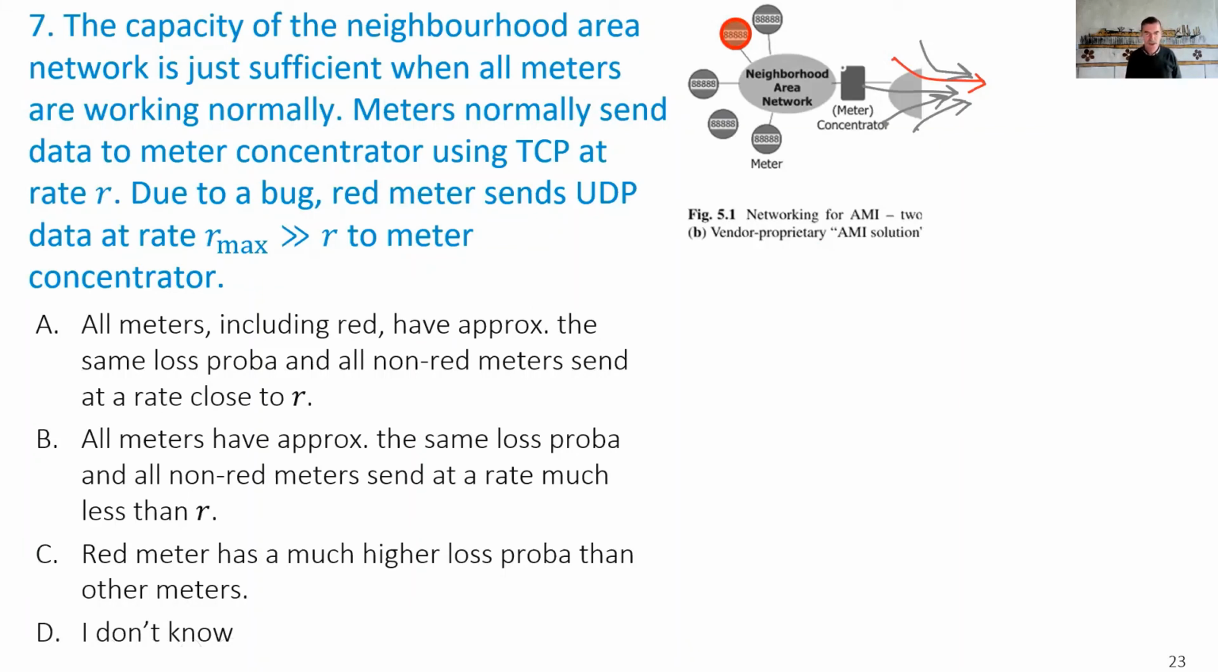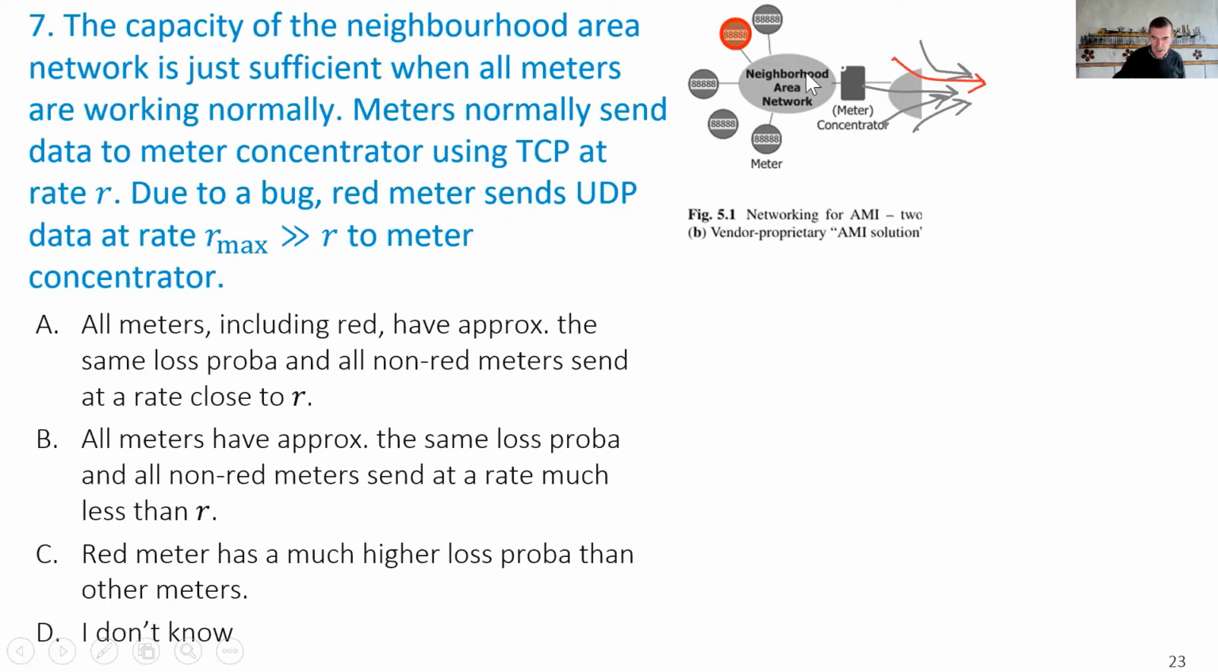Now back to a larger scale network, my meter concentrator network. Assume the capacity of the neighborhood area network is not large, which is typically the case because it's using power line communication, which is very low capacity when you extend it to medium size, to an entire neighborhood, as opposed to inside your apartment from one socket to the other.